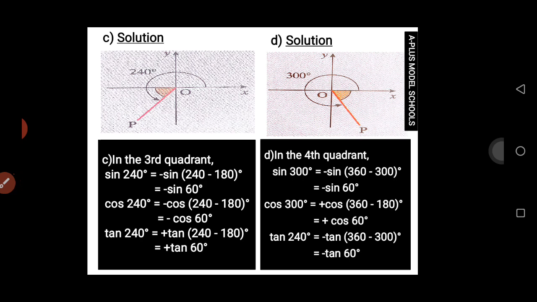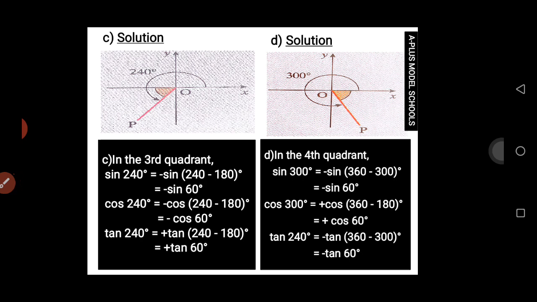So sine 240 will now be minus sine 60 degrees, cos 240 will be minus cos 60 degrees, and tan 240 will be plus tan 60 degrees. Why? Because only tan is positive, where the other trig ratios are negative. Then the last example, we have 300 degrees.